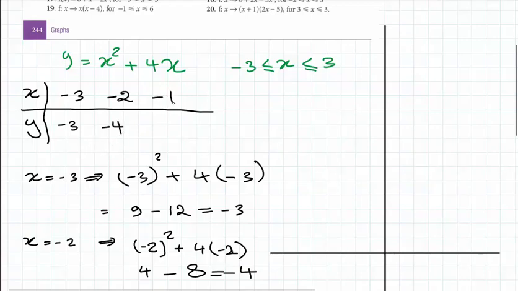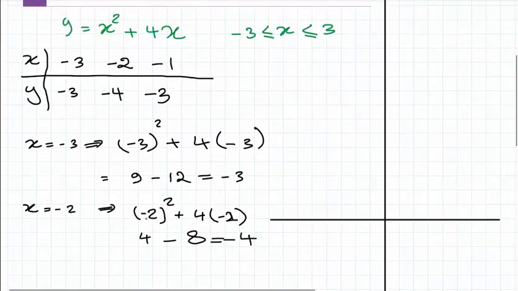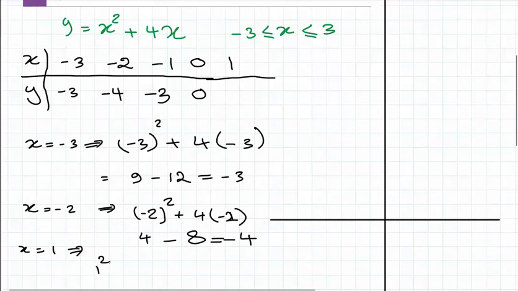If we put -1, then -1 squared is +1. 4 times -1 is -4. 1 and -4 will be -3. If we put 0, it will be 0 squared plus 4 times 0, so 0 plus 0. If x is 0, y will be 0 too. If we put 1, if x is equal to 1, y will be 1 squared plus 4 times 1. 1 squared is 1 plus 4 times 1 is 4, so it will be 5.